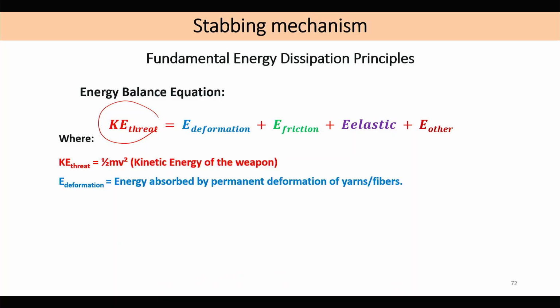It is balanced by, first, E deformation, the energy for deformation. The energy is absorbed by permanent deformation of yarn and fiber. So, yarn gets deformed while the knife strikes during stabbing; there is a permanent deformation. Yarns and fabrics absorb this energy.